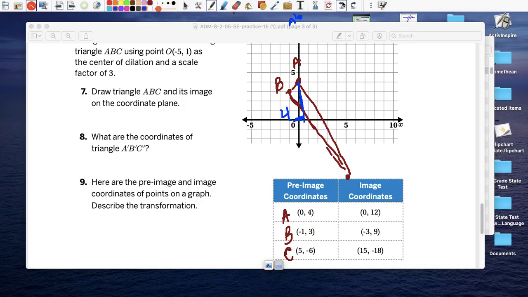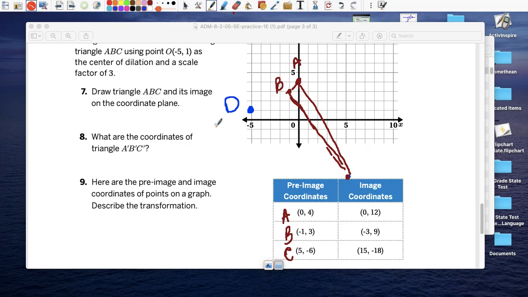So we found point A prime all the way at the top. Now, I take that back, because, all right, so let me start the problem again. Well, not from scratch. This was the original triangle, right? I plotted it, draw the triangle ABC and its image on the coordinate plane. So first I drew the triangle. Now, what I forgot to do, ignore, was here is your center of dilation. Negative 5. No, so I'm going to write D for dilation.